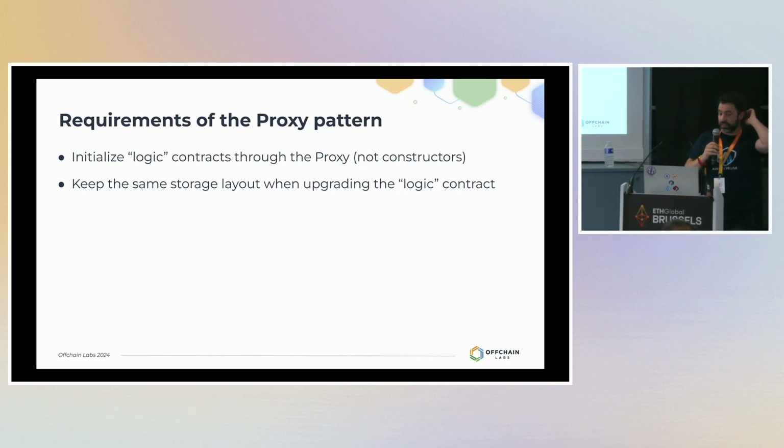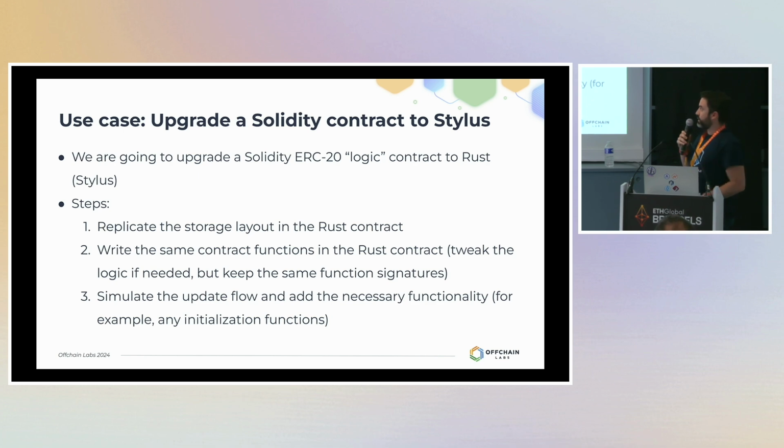Oh yeah, one thing to keep in mind is that I'm giving a very basic explanation of proxies. Proxies are very complex and can do a lot of things. This is just the basics to understand what we are going to see today. There is a lot of information on Google. I'm more than happy to talk about proxies as well, but just keep in mind that these are much more complex. So, requirements of the proxy pattern that we are going to use: the logic contracts, these ERC20 contracts, need to be initialized from the proxy or through the proxy, not with a constructor, and we need to keep the same storage layout when we upgrade the logic contract, right? All right, so let's get to it then.